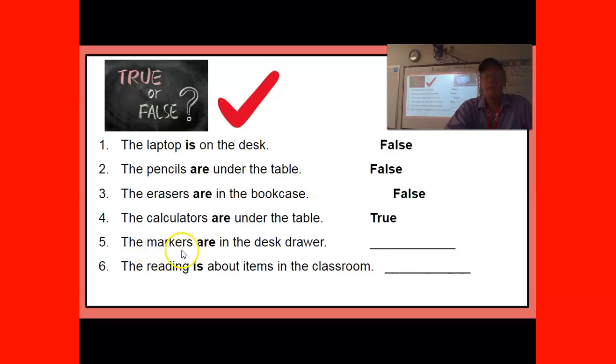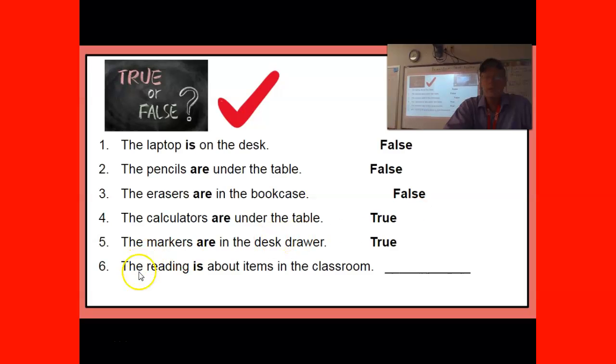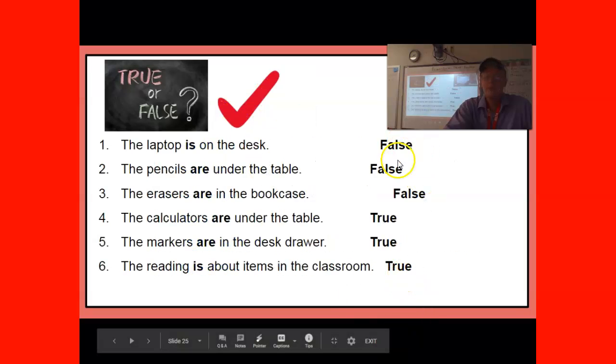5. The markers are in the desk drawer. That one's true too, based on this information. The reading is about items in the classroom. You can see up here that it's about items in the classroom. So that would be true. So the first three were false. Second three are true.